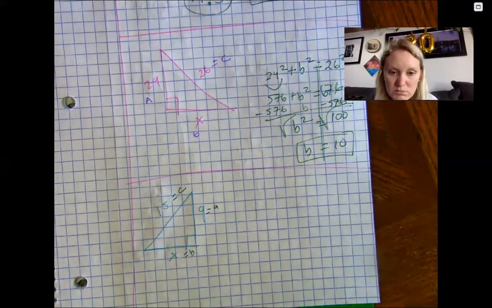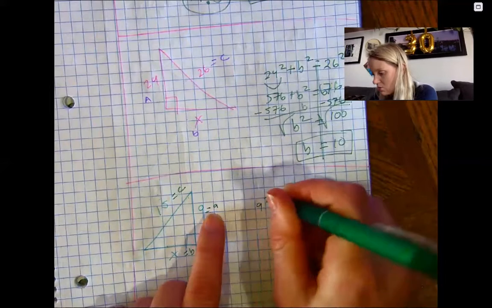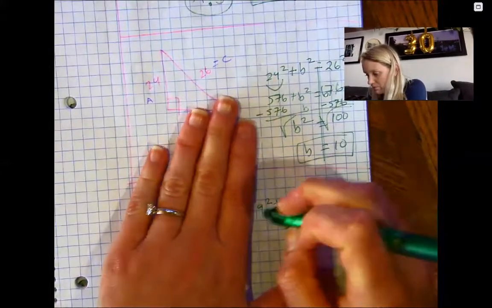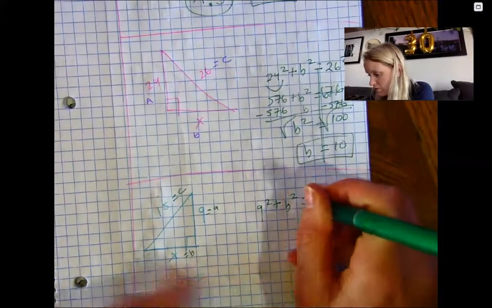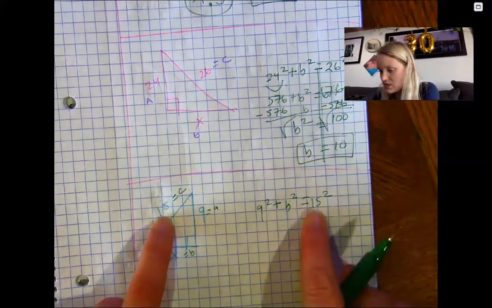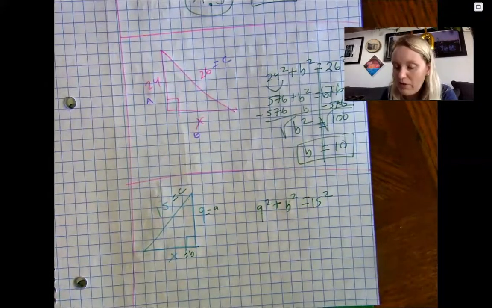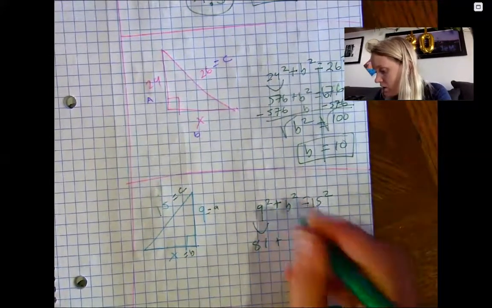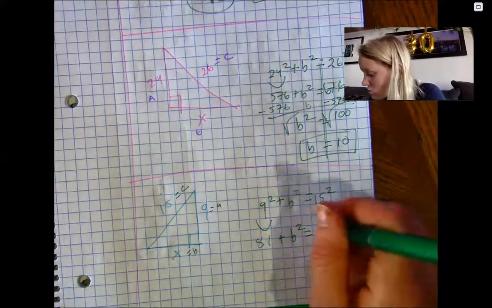Doesn't matter. Okay. So A squared, 9 squared, plus B squared, x squared, or B squared. It doesn't matter. It's just a variable. Equals 15 squared, because that is C. A squared plus B squared equals C squared. Now I follow the order of operations. 9 times itself twice is 81. I don't know what B squared is, so I have to pull it down. 15 squared is 225.